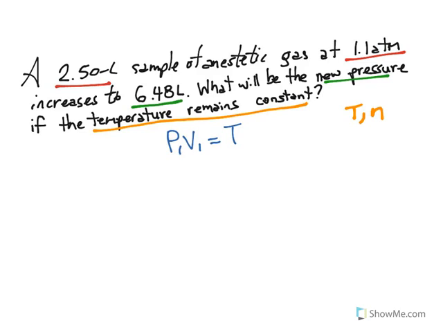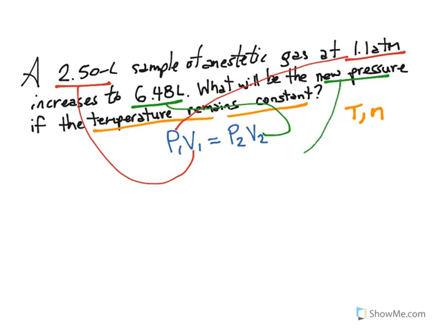P1V1 equals P2V2. So it's as simple as this. Plug in for your variables. P1, V1 are your initial pressure and initial volume. So we know that the initial pressure is 1.1 atmosphere, and we know that the initial volume is 2.50 liters. We know that the volume has changed to a new volume, V2, 6.48, and it wants to know the new pressure, which is P2.